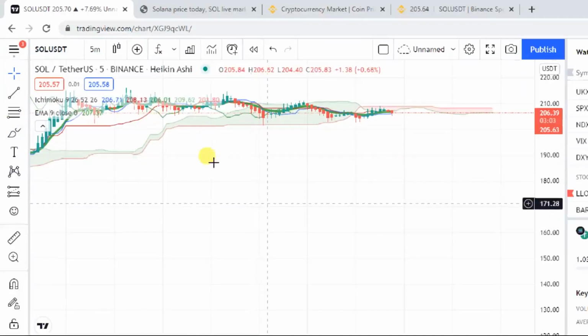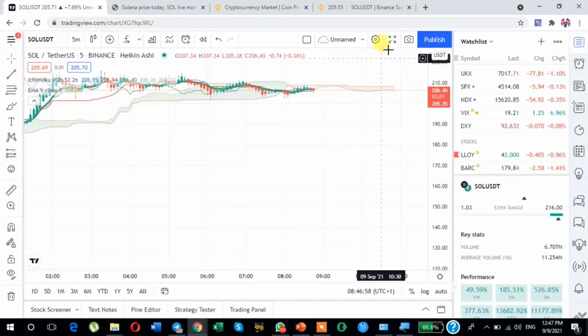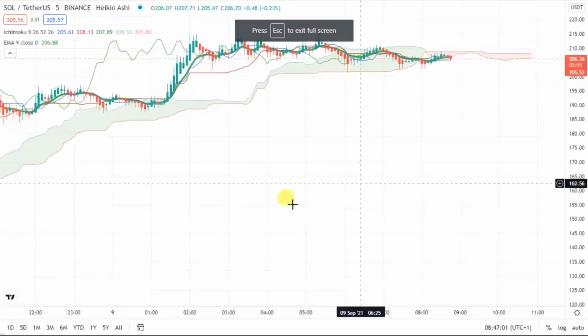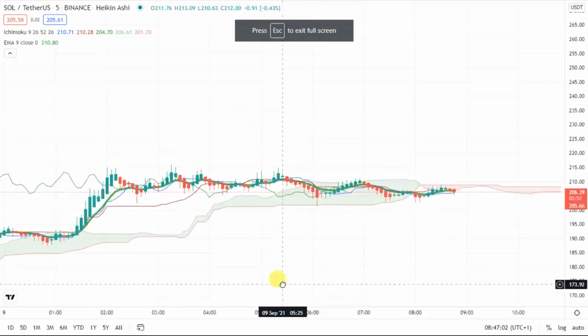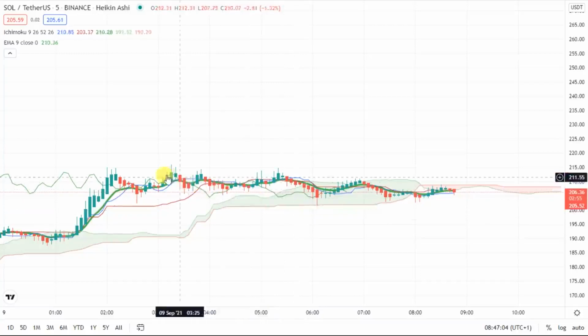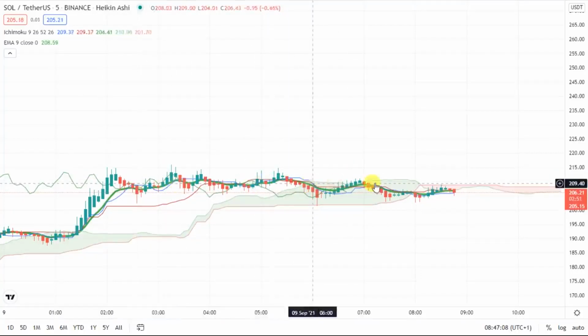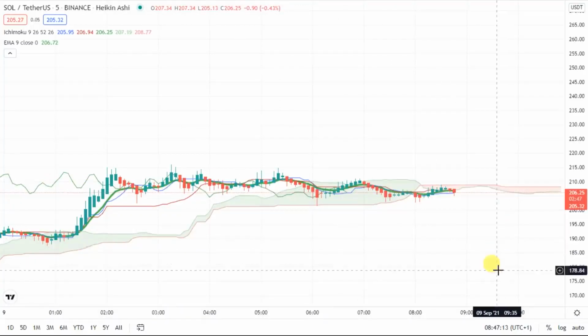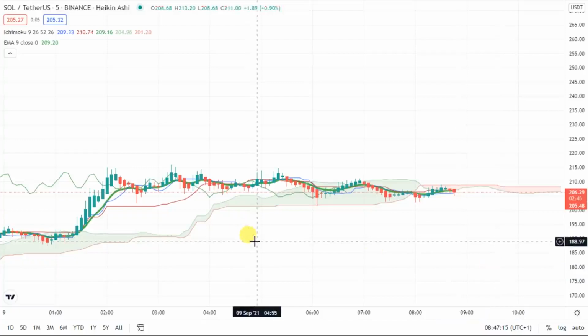Now your next step, click here to full screen to view the chart. As you will see here, the market is neutral or stable for Solana.